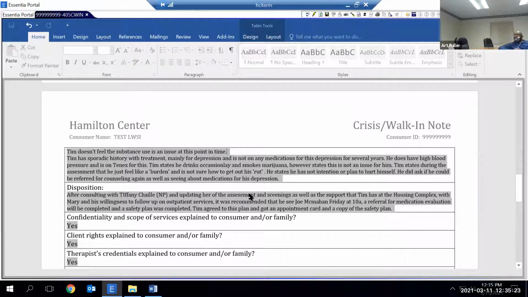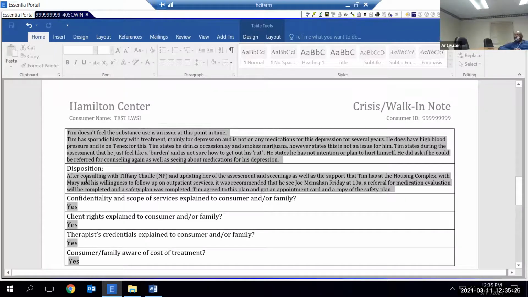He's open to services. So your disposition is, after consulting with the NP, Tiffany, and updating her of the assessment and screenings, as well as the support that Tim has at the housing complex and Mary, and his willingness to follow up on outpatient services, it's recommended he see Joe McMahon. We see there's an opening Friday at 10. We put him in there, and a referral for medication evaluation will also be completed, and a safety plan was completed with him. Tim agreed to this plan and got an appointment card and a copy of the safety plan.